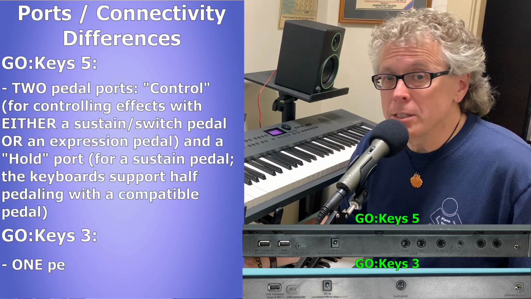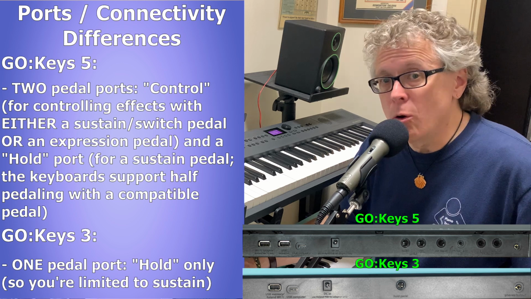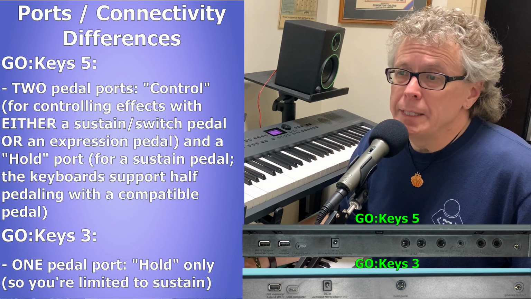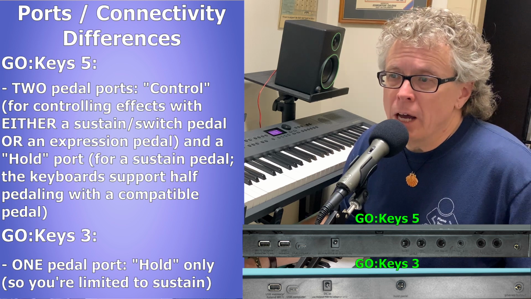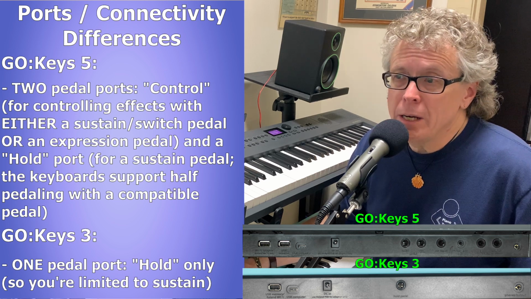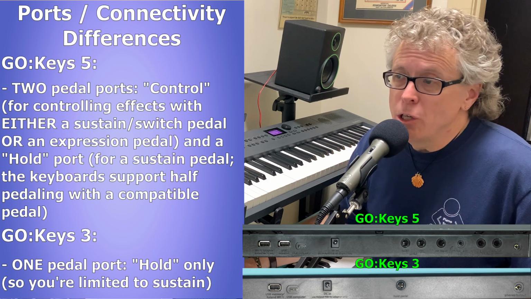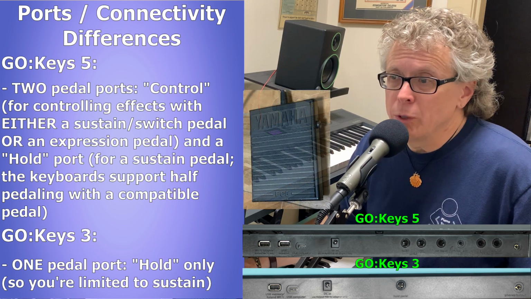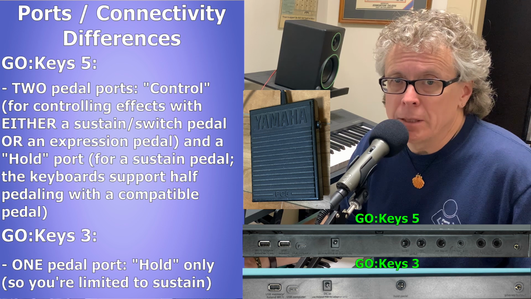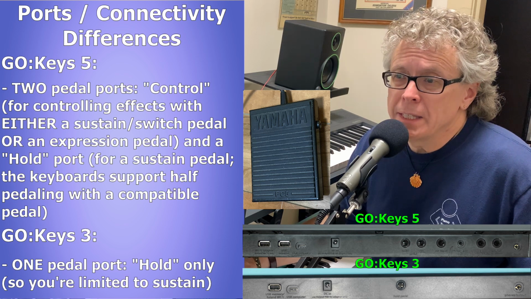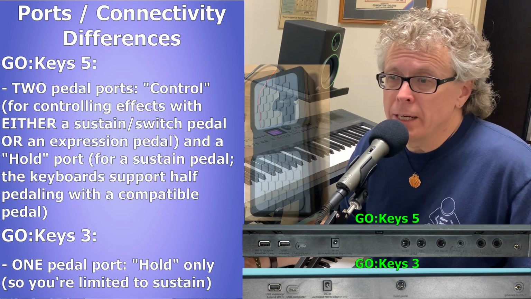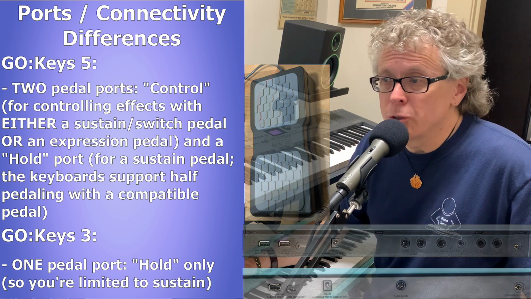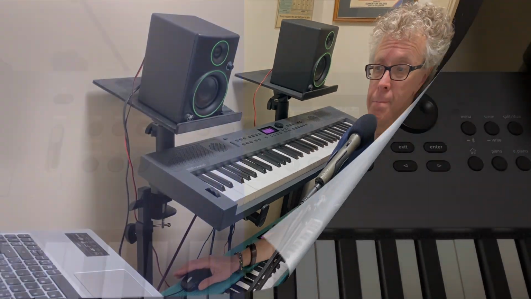The GO Keys 5 has 2 pedal ports, a control port and a hold port. The GO Keys 3 only has the hold port. The control port on the GO Keys 5 is used to control effects, and depending on the effect you want to control, you might want to connect a switch type pedal, which is basically a simple sustain pedal, where pressing it is basically a switch that turns something on or off. Or you may want to connect an expression pedal if you want to control an effect that has multiple levels.